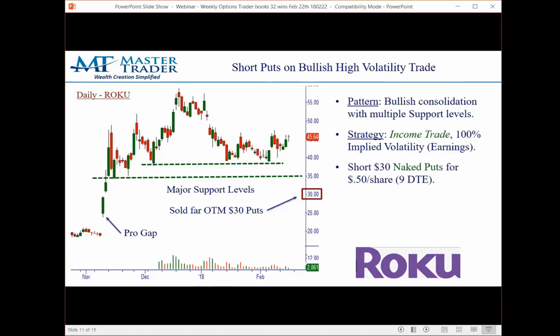But check this out. The stock's trading at $45 and change. We sold the $30 puts, $15 away, so 9 days to expiration, so that's our 10 or less. That was a 34% cushion.